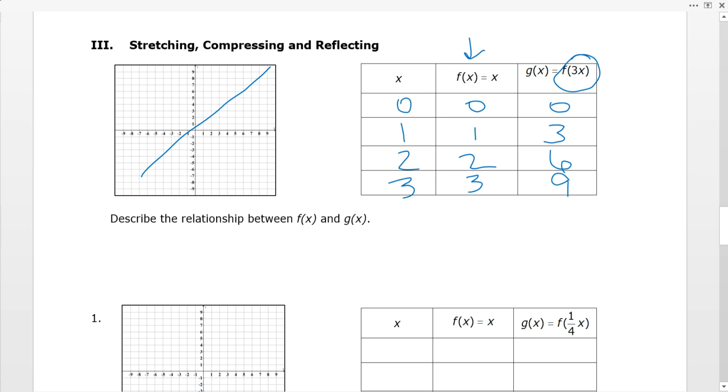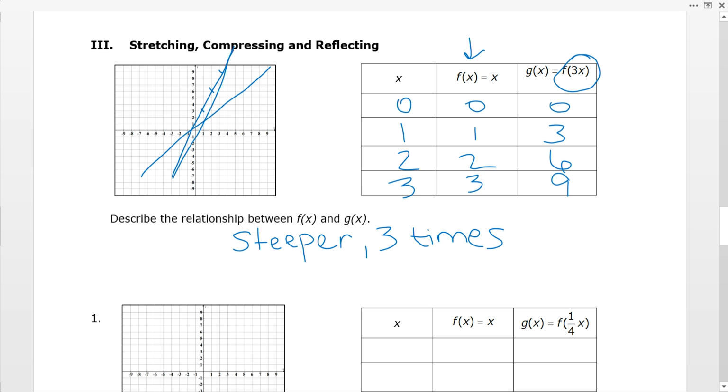So my line is going to be steeper. It's going to be 1 and 3, 2 and 6, 3 and 9. So my line's going to be more like that. Ooh, I missed it. Okay. So it's going to be steeper, 3 times steeper, because everything gets multiplied by 3.